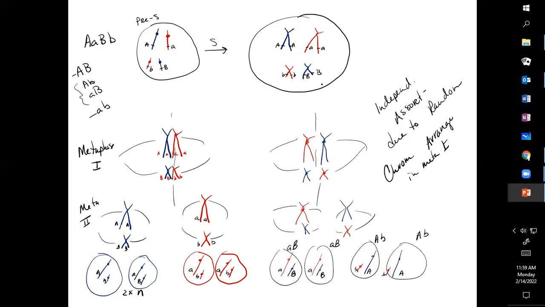But if you take all the meiosis in the organism over its lifetime, what you end up with are an equal distribution of AB gametes, little a little b gametes, little a big B, and big A little b, in a 1:1:1:1 ratio.